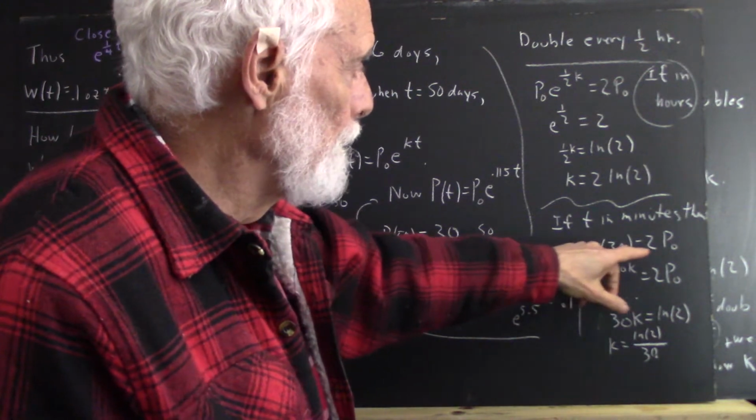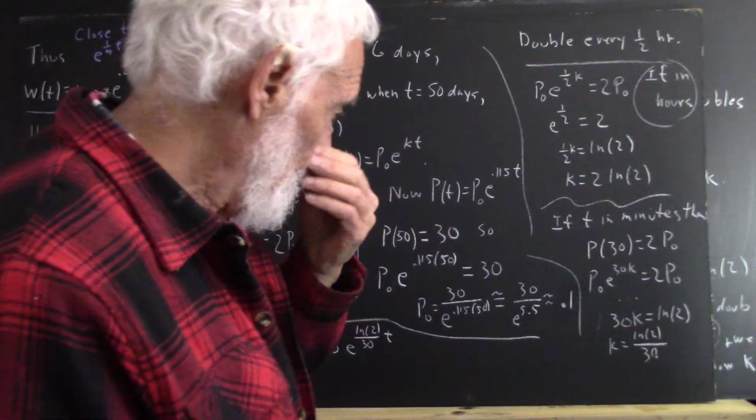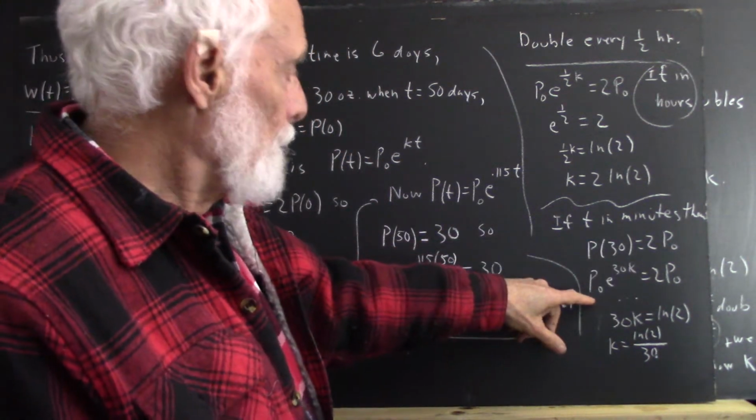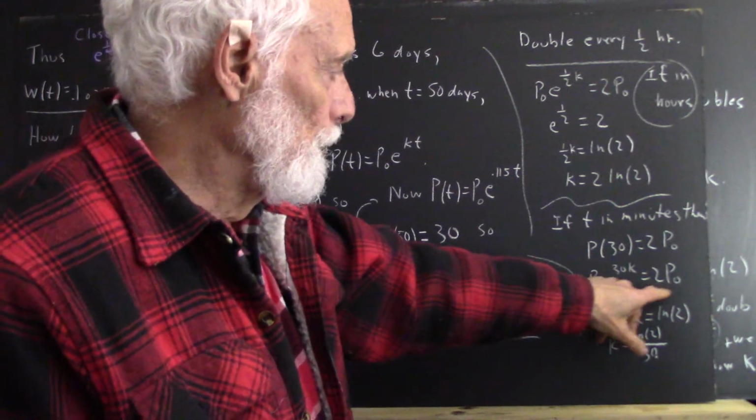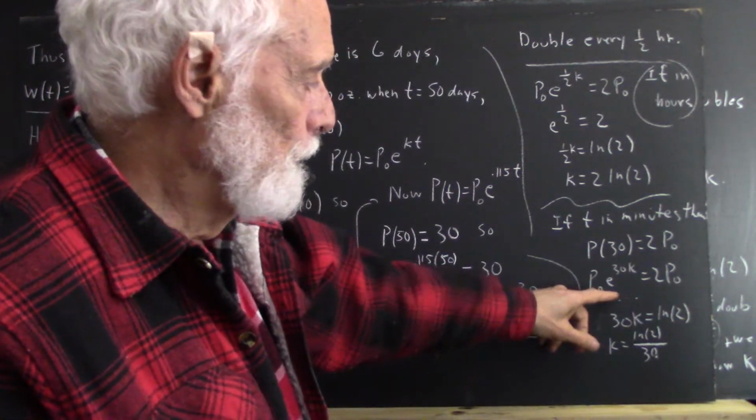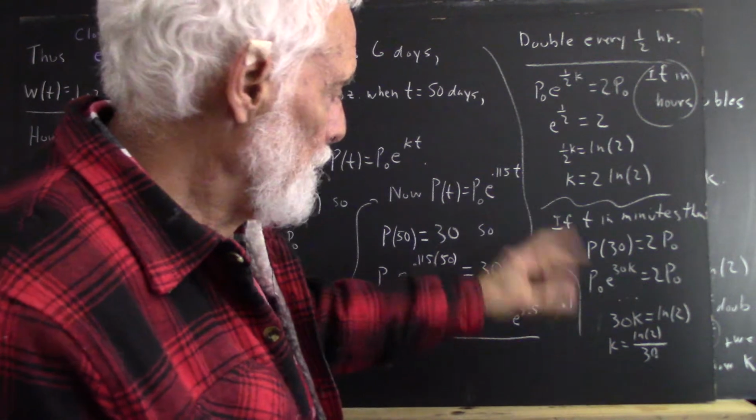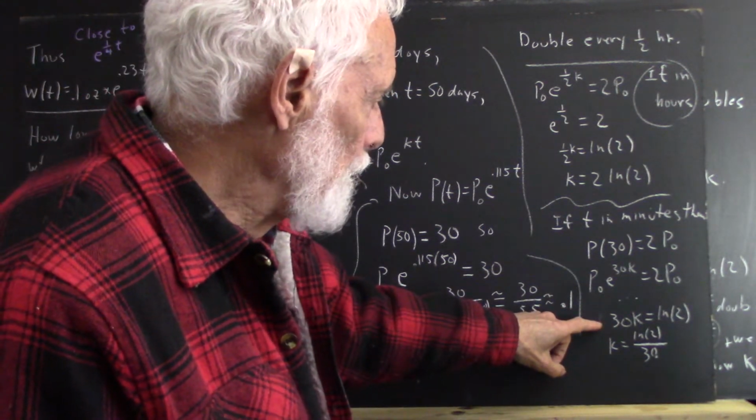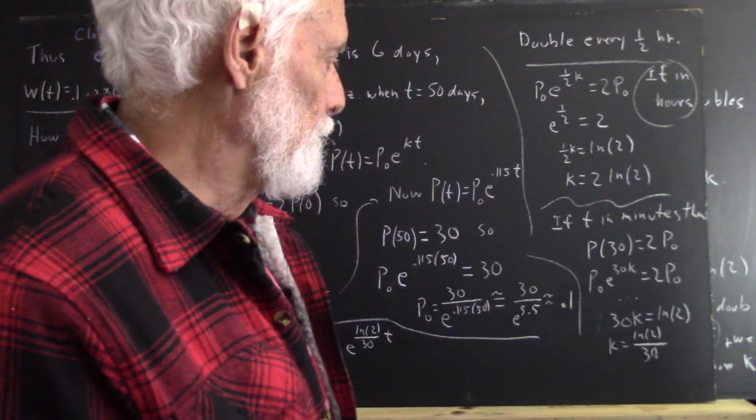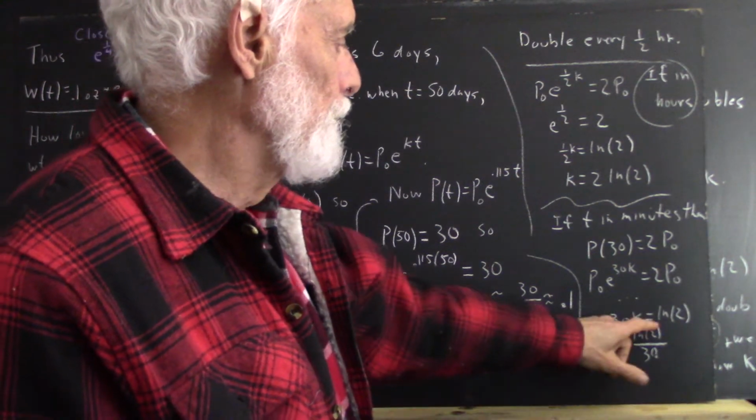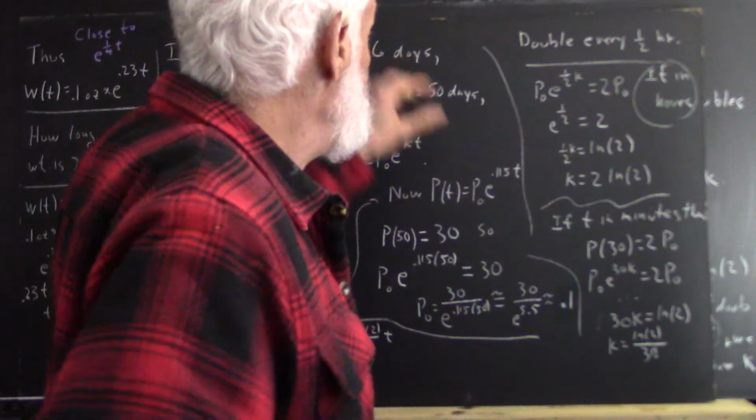So p of 30 will equal 2p0. So then p0 e to the 30k will equal 2p0. We run through a few steps that we've covered pretty well. Then we find that 30k equals the natural log of 2. k is the natural log of 2 over 30.